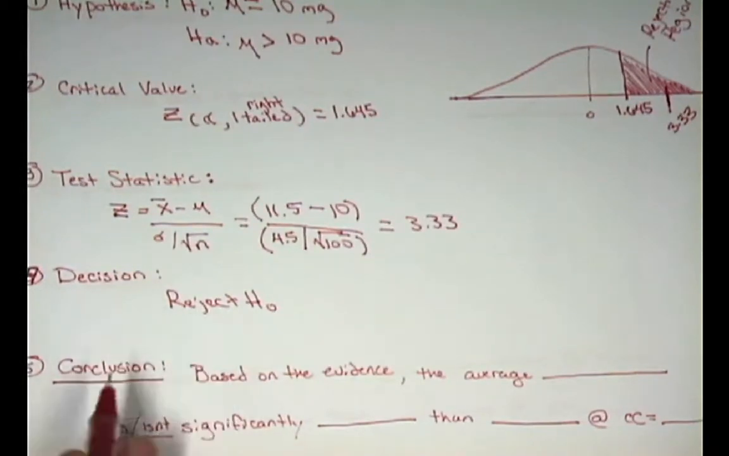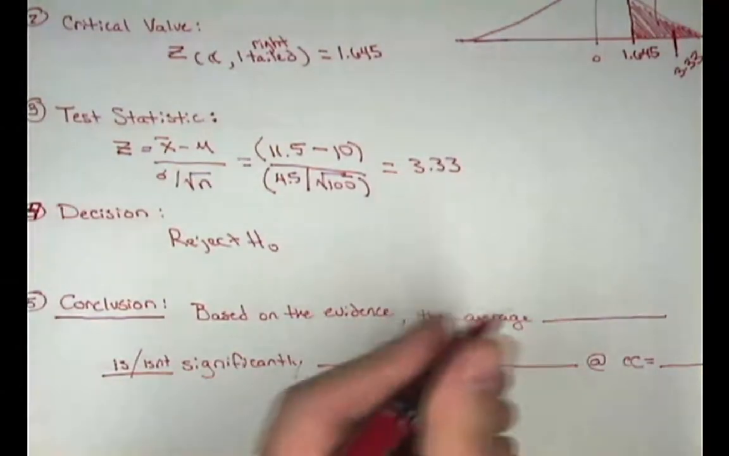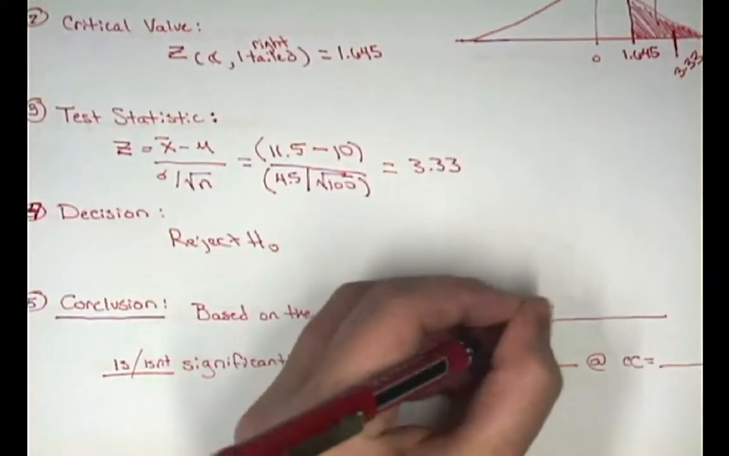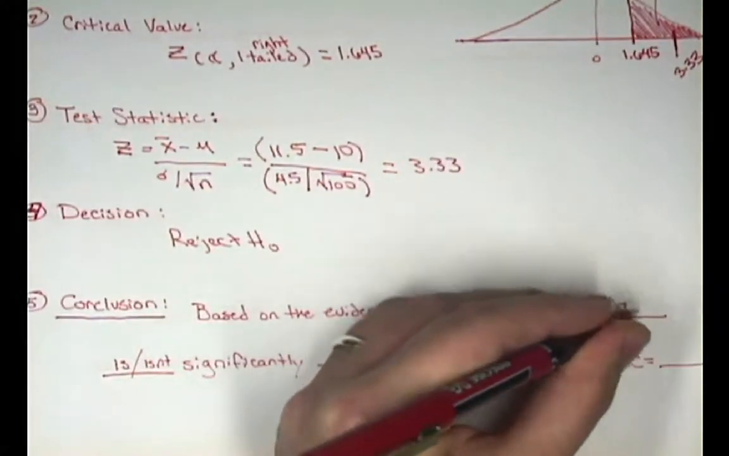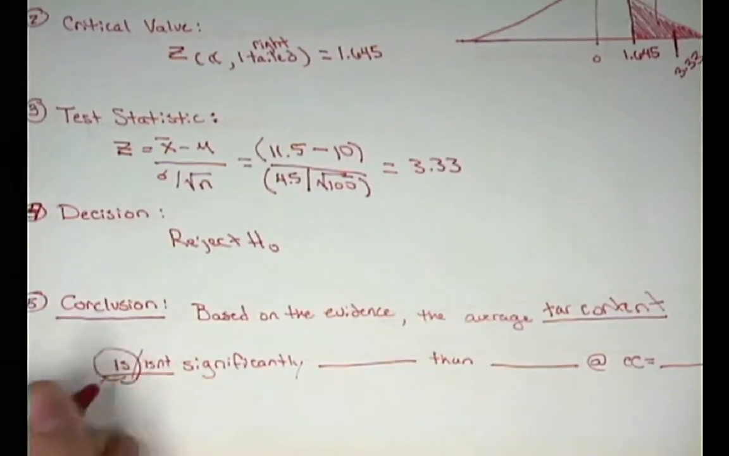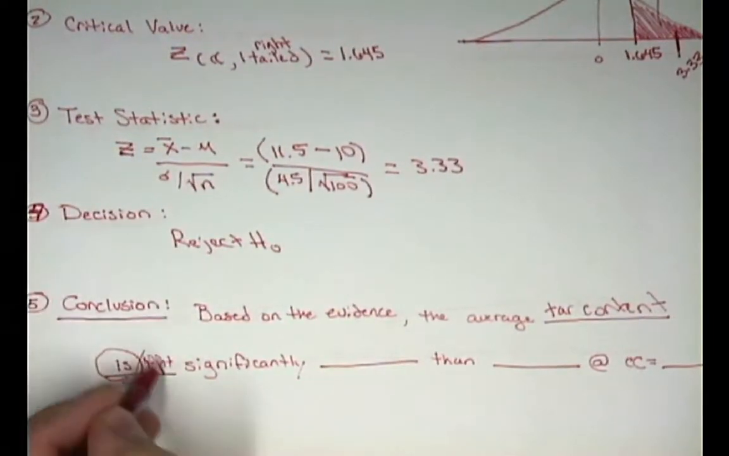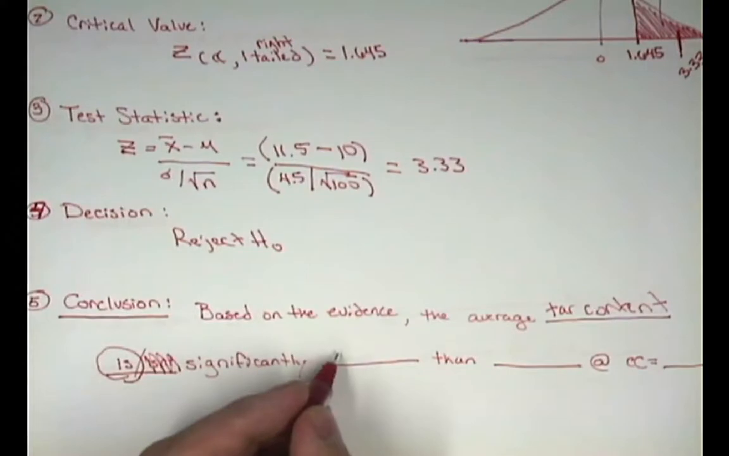Once you've made your decision, you're ready to go to your conclusion. I've set up a very generic conclusion. It's sort of cookie cutter. You can use it in any problem that's a one sample hypothesis test about the mean. You simply say, based on the evidence, the average, and then you talk about what kind of average they were talking about. They were talking about tar content. Is or isn't significantly. If you rejected, then you select is significantly. Okay? Rejecting H0 means it is significant. Significantly.